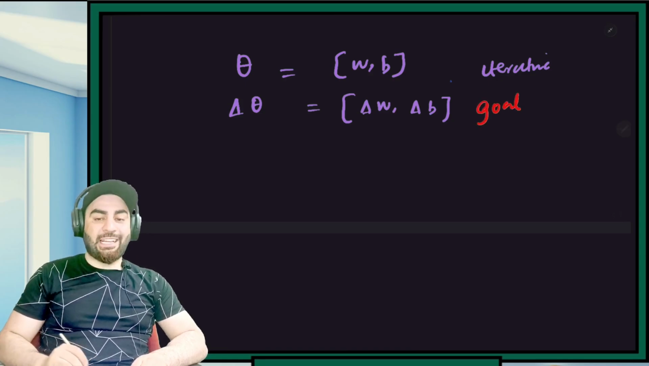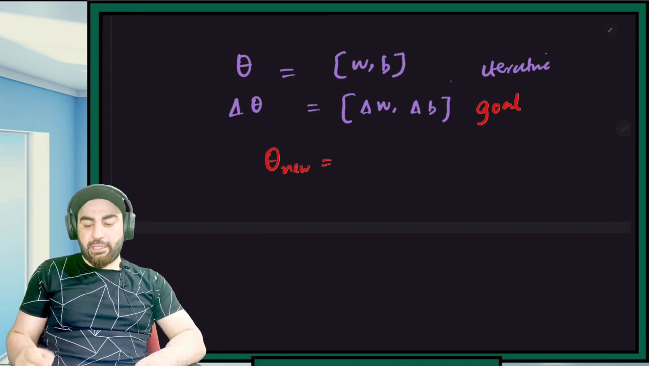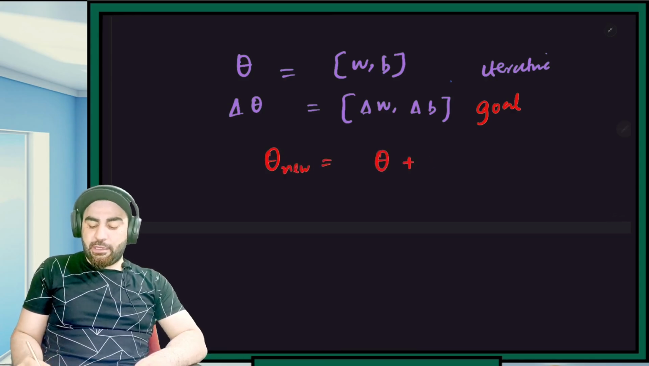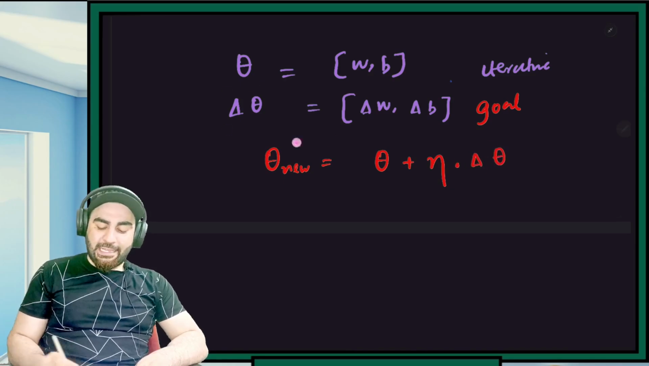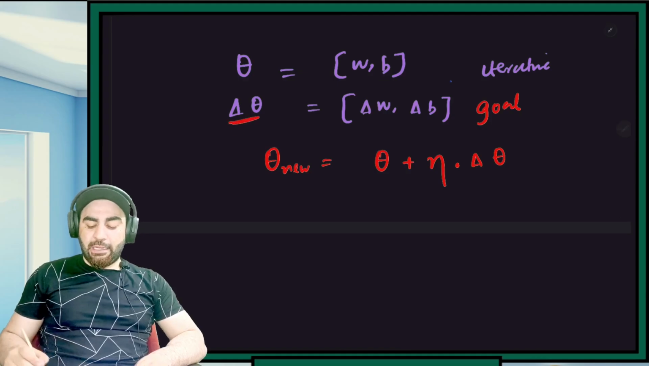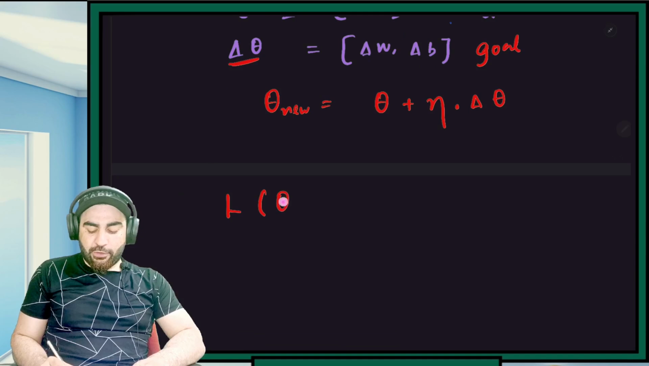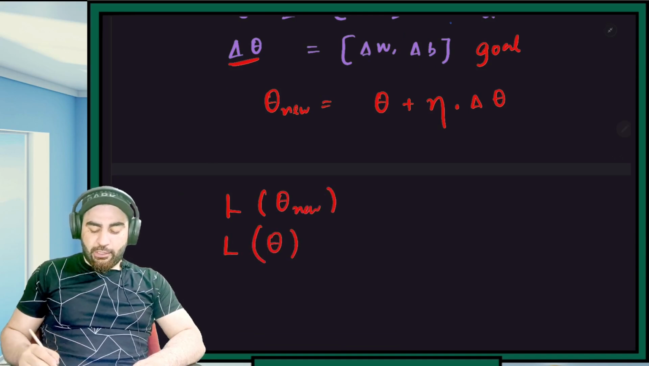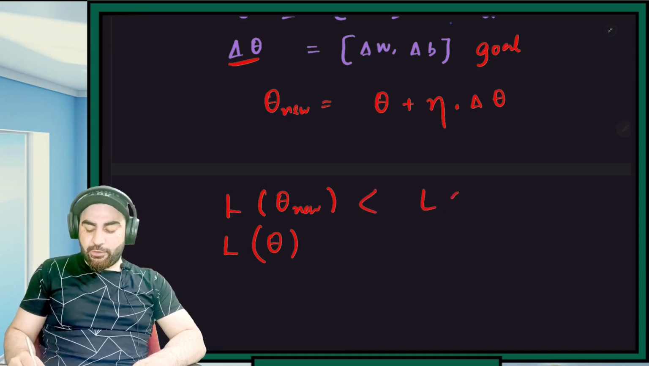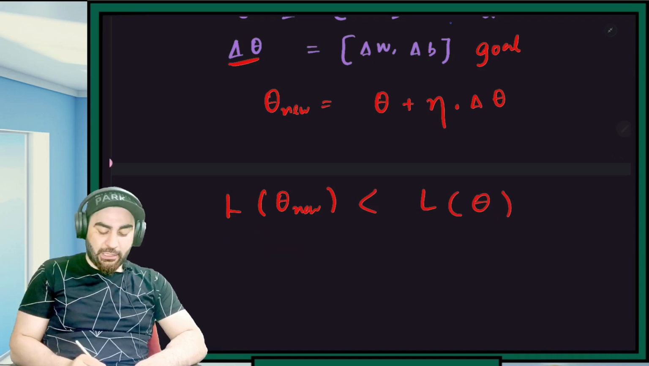The goal is to find such theta, and this theta new is theta plus learning rate multiplied by delta theta. You have to find such delta theta so that when you compute the loss, the loss of the new theta is less than the loss of the initial theta. The new, final loss should be less than the initial one. This is the goal.